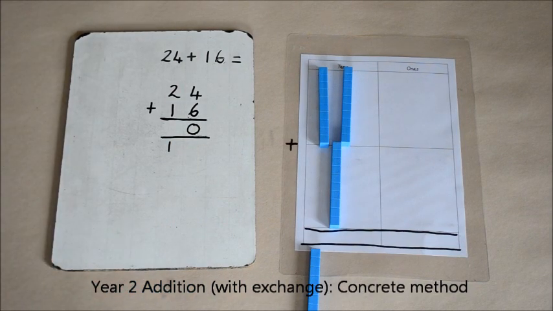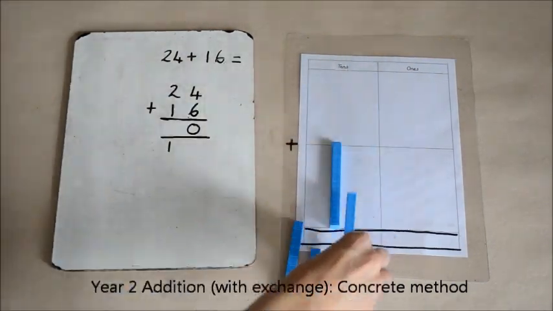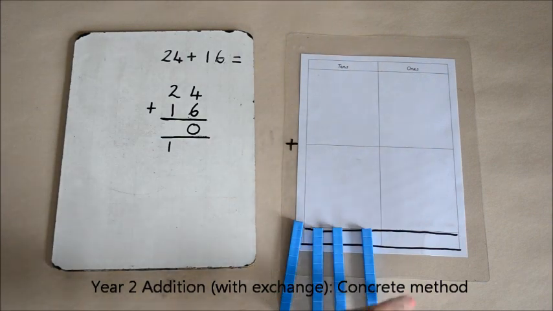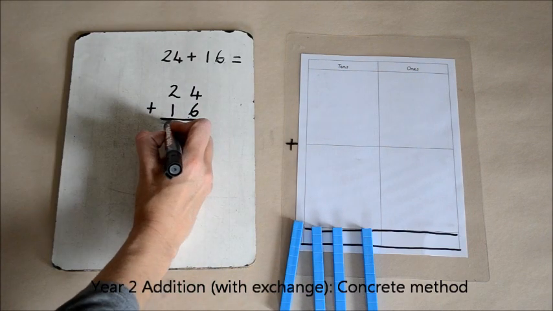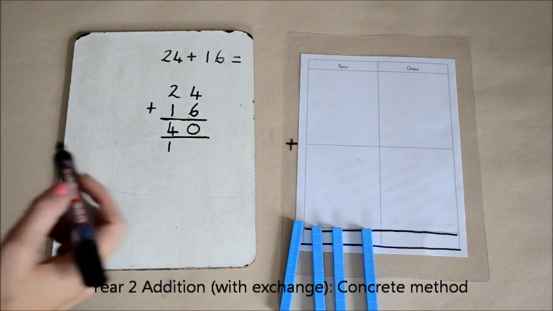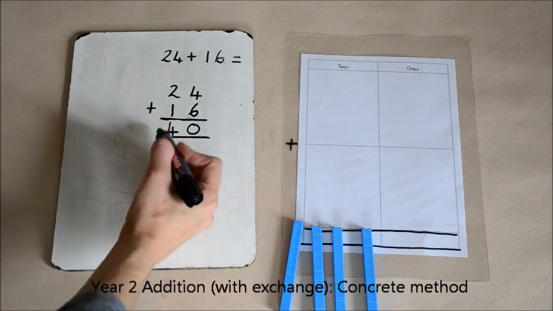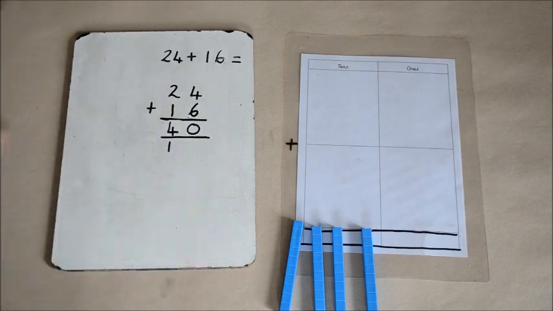Next, I'm going to add up the tens. 1, 2, 3, and the 1 underneath, 4. There are 4 tens altogether, and don't forget to add the 1 underneath the equal sign. And then I'm going to put the 4 in the tens column. There are 4 tens altogether and 0 ones, which means that there is 40 altogether. 24 add 16 equals 40.